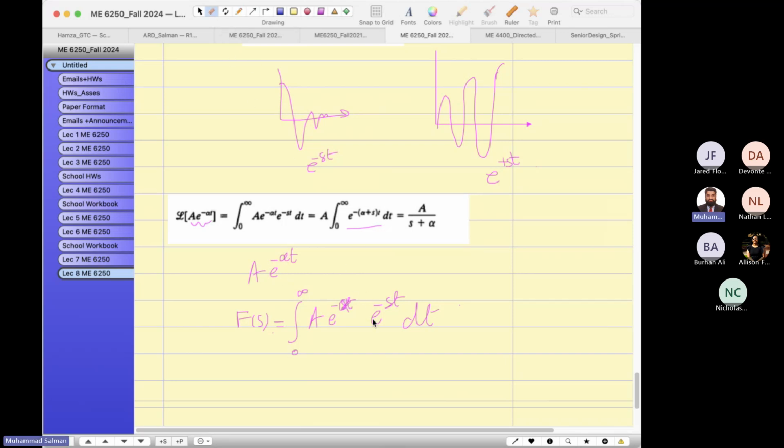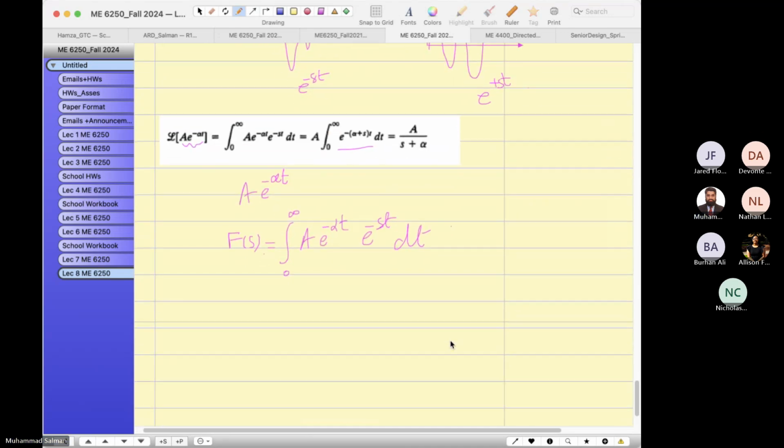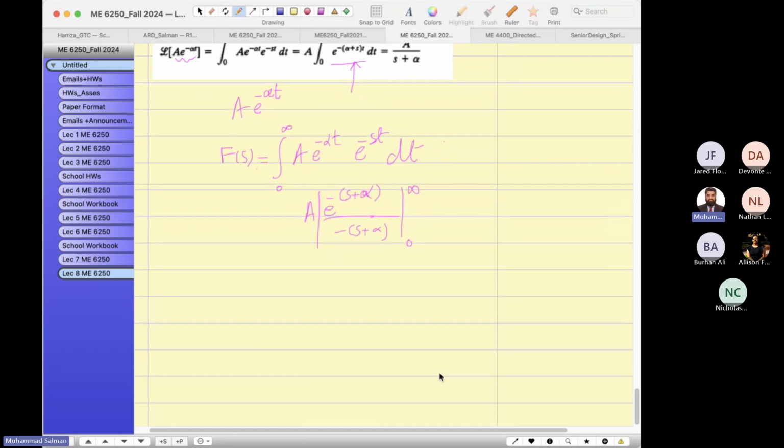Let me rewrite here. This was it. So if you take the integration of this, what do you get? e to the negative s plus alpha t over negative s plus alpha. Agree? This is how you do the integration. A is outside. So this is the integration of that part, correct? I forgot to write down t here.